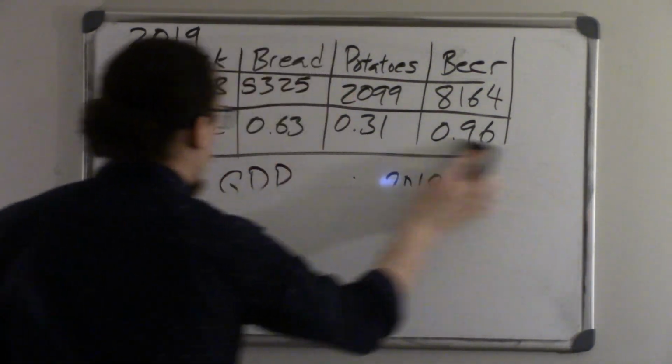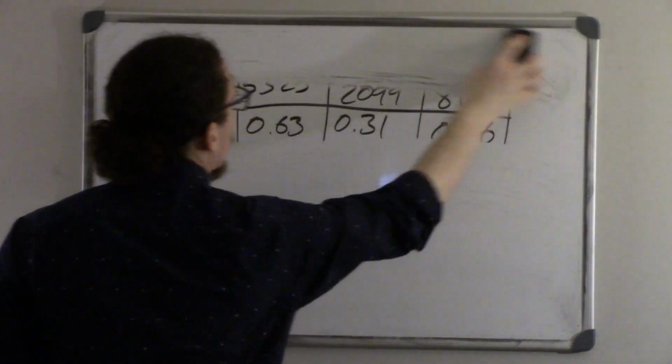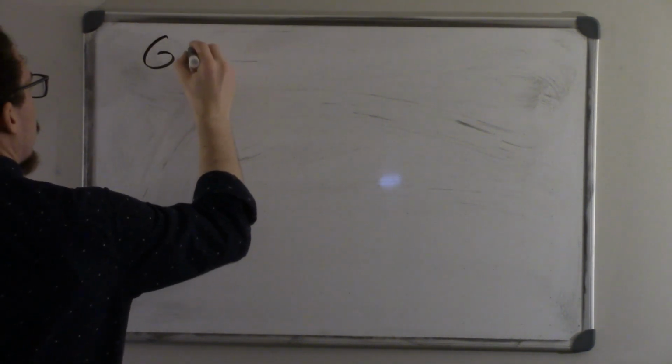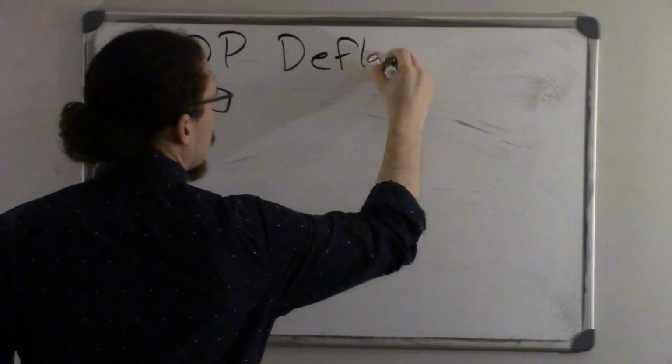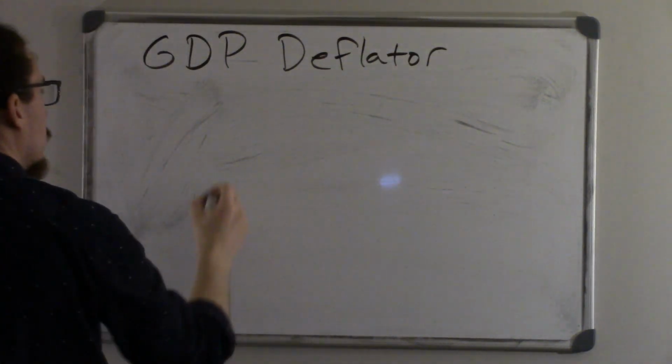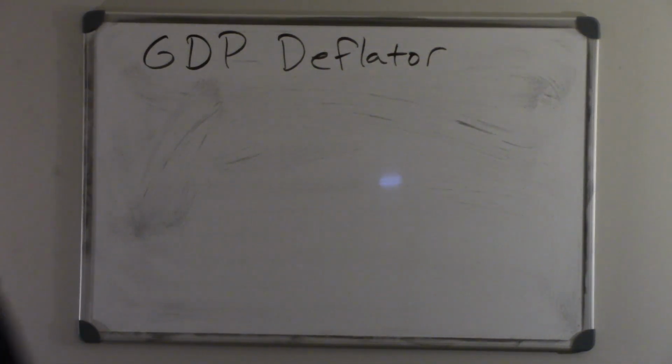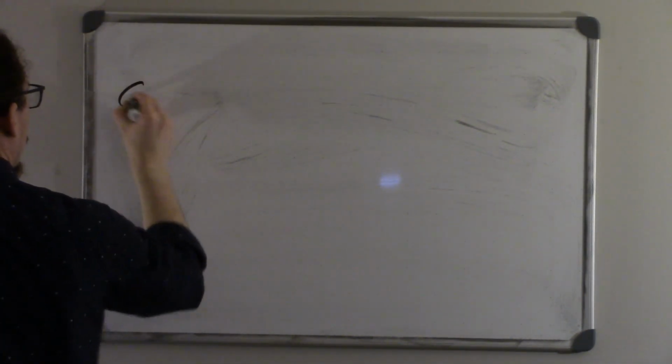All right, so the next thing that we're going to look at is what's known as the GDP Deflator. All right, so the GDP Deflator is one way that we can kind of look at changes in price levels. All right, so essentially looking at inflation. Let's see, why did I write it like that? Let's bring that down here.